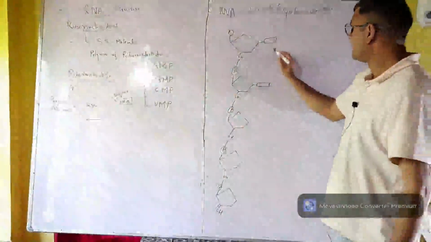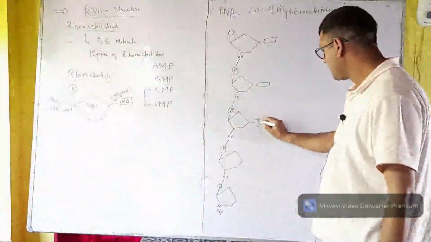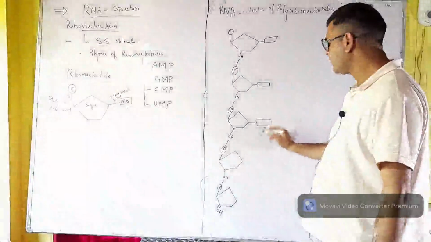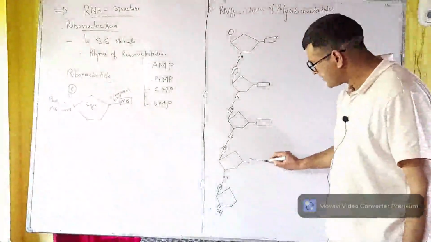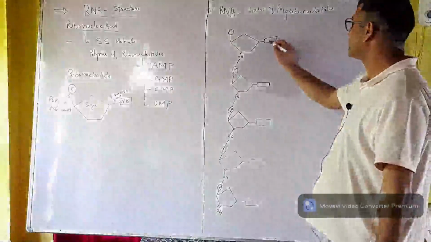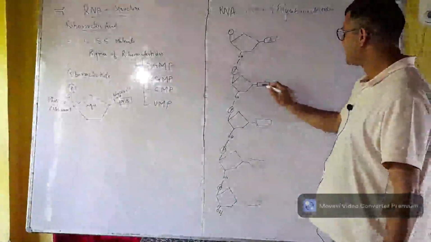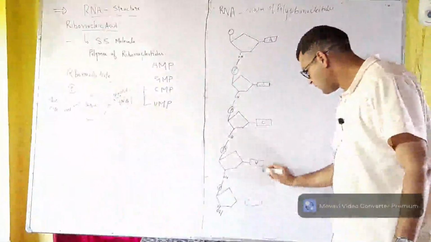This is the nitrogenous base at the carbon 1st. It can be adenine, guanine, cytosine, uracil. This nitrogen base, for example, is adenine, for example uracil, cytosine, uracil, guanine.